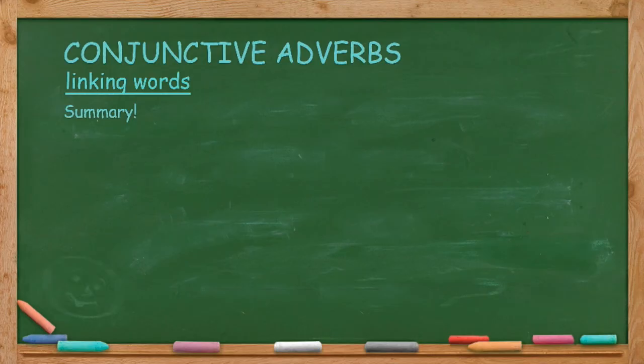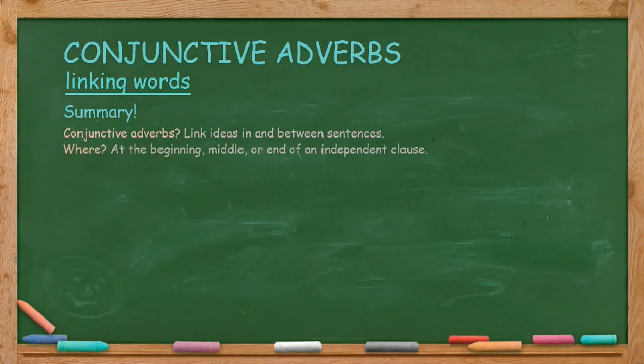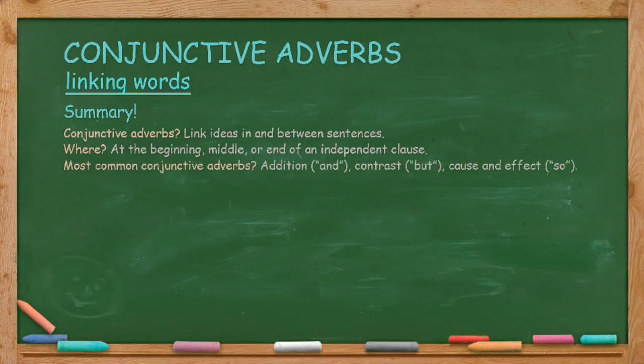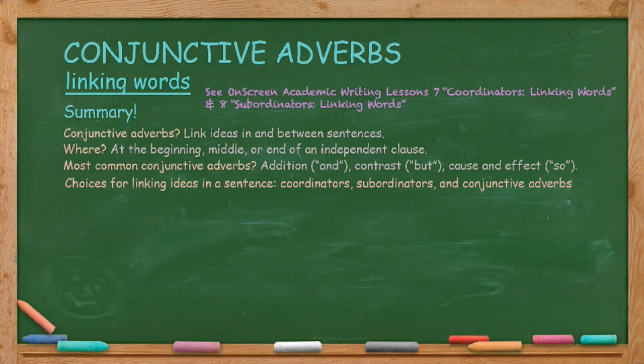Here's a summary of the lesson. Conjunctive adverbs link ideas in and between sentences. Where? At the beginning, middle, or end of an independent clause. The most common conjunctive adverbs are different ways of saying and, but, and so. When you're linking ideas in a sentence, you can choose between coordinators, subordinators, and conjunctive adverbs. For more, see On-Screen Academic Writing, Lessons 7 and 8.